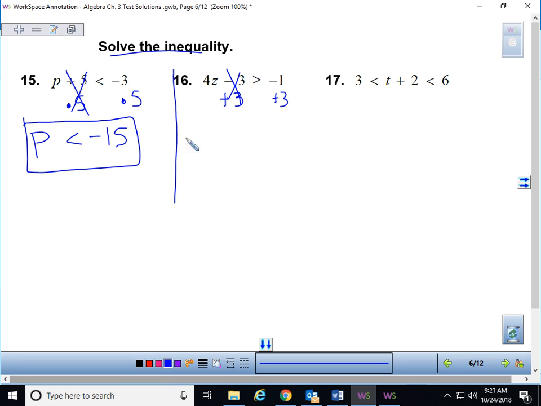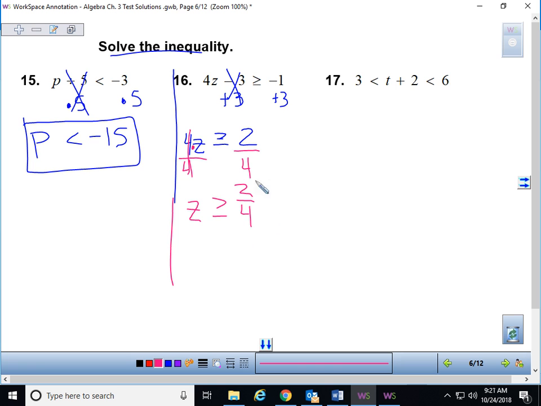This leaves me with 4z. Haven't multiplied or divided by a negative number, so the inequality stays the same, so greater than or equal to negative 1 plus 3. That's positive 2. I'm at negative 1, moving forward, positive 3 gets me to 2. To get z by itself, I have to undo a secret operation of multiplication using division. So I'm going to divide by what's attached, which is 4. Divide by 4. This gives me z greater than or equal to 2/4.